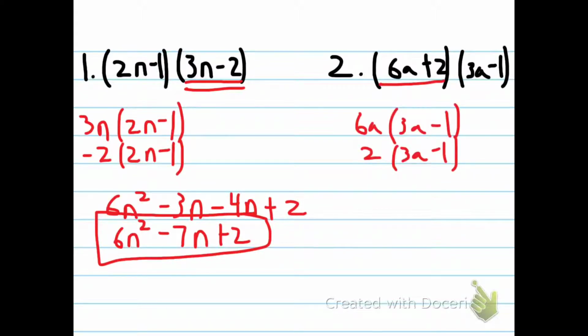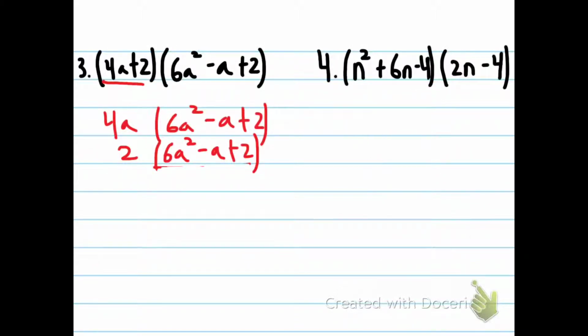So for number 2, I'm going to use the first polynomial to distribute. So 6 times 3 is 18a squared. Then negative 1 times 6a is a negative 6a. And then 3a times 2 is a positive 6a. And then negative 2. And so then we combine like terms and we're left with 18a squared minus 2.